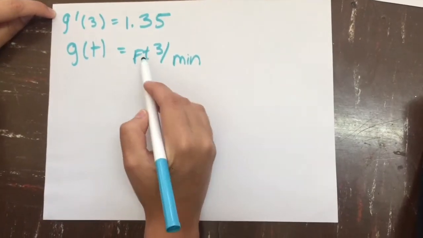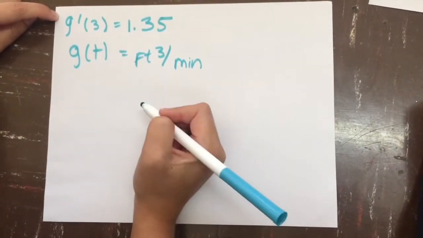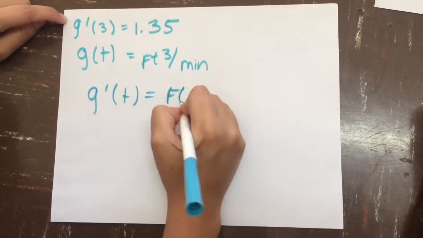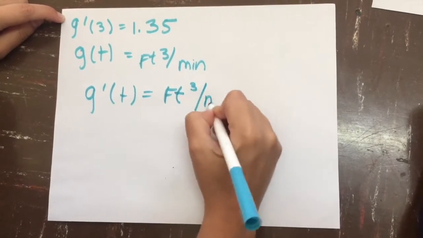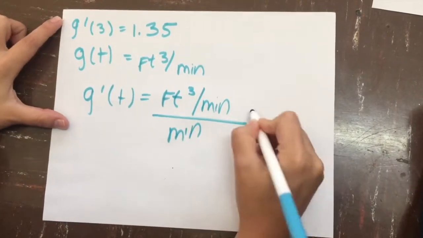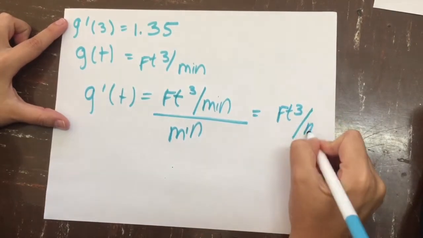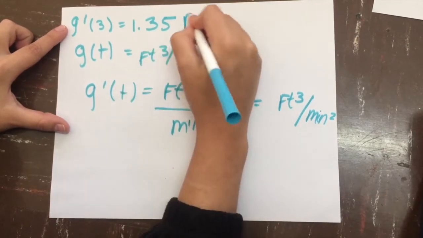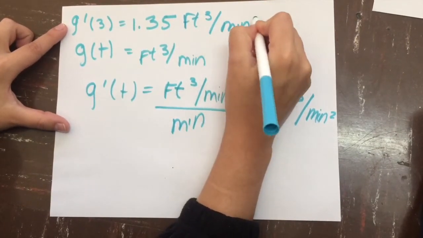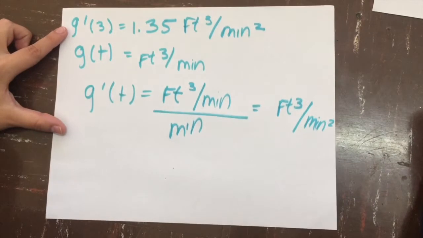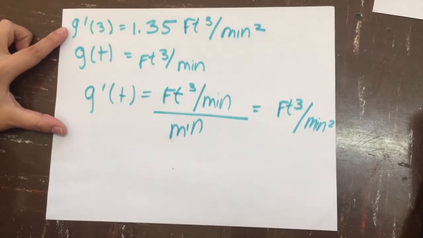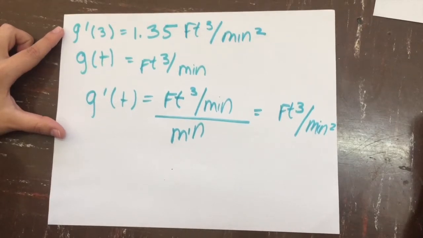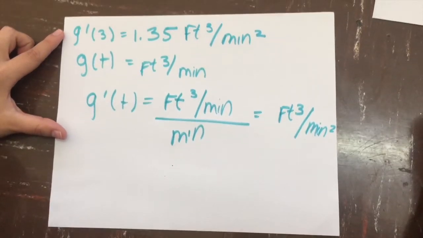G of t is measured in cubic feet per minute, and g prime of t is g of t's rate of change with respect to time t. This means that g prime of t would be equal to cubic feet per minute over minute, which is equal to cubic feet over minute squared. This means that g prime of 3 would be equal to 1.35 cubic feet over minute squared. In other words, 3 minutes after the silo starts to fill up, the change in the rate of change of grain would be 1.35 feet cubed per minute squared.